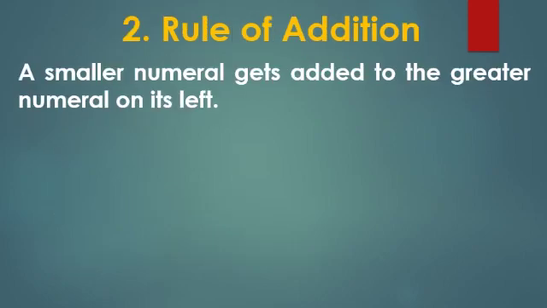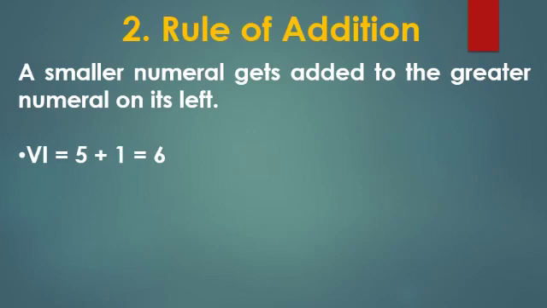The next rule is the rule of addition. A smaller numeral gets added to the greater numeral on its left. I will give you an idea to remember this rule. If the first digit is greater than the second digit, then you have to add.